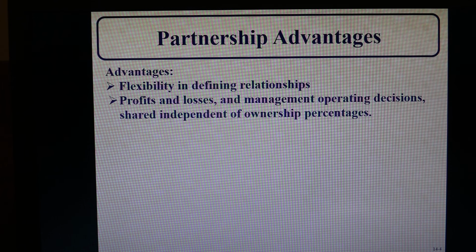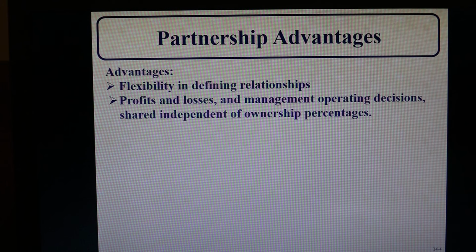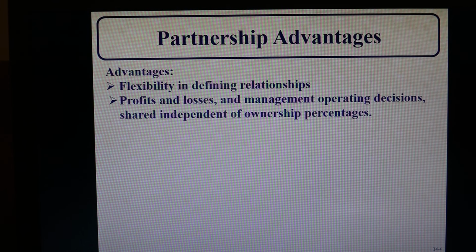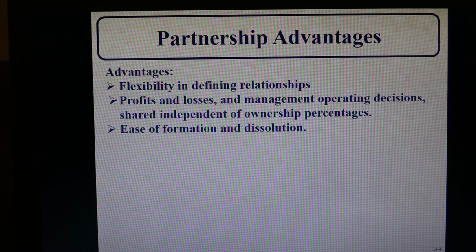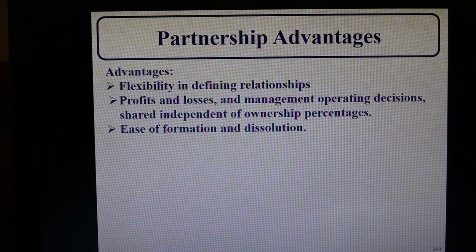You can have non-participating partners and just have certain managing partners. So lots of flexibility can be in these partnership agreements. Very easy to form a partnership, very easy to dissolve a partnership.